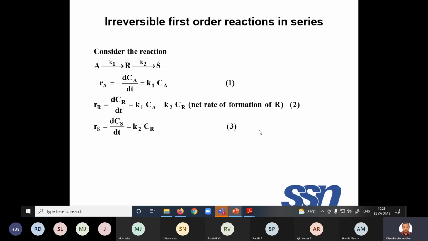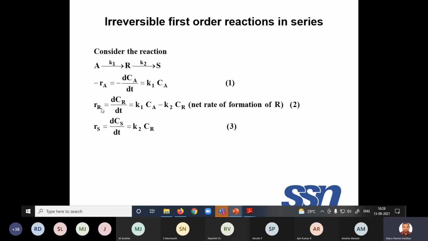So in a series reaction, we know that A is giving R and R is giving S, with rate constants K1 and K2. So we can write the rate expressions for the disappearance of A, the net rate of formation of R, and the formation of S. The rate of disappearance of A, minus dCA by dt, is K1 Ca.